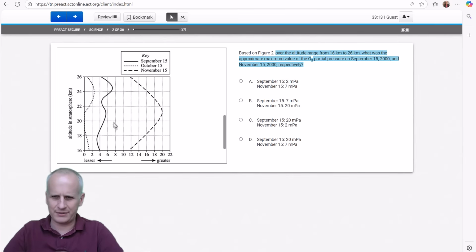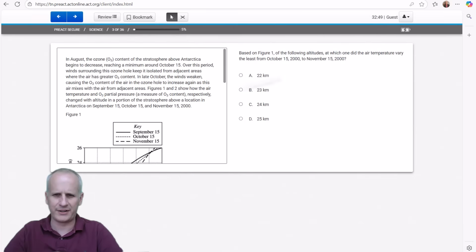And the approximate maximum value. Well, if we're looking at the maximum value, that's going to be about 7. So we can now use our answer eliminator and eliminate anything that does not have 7 for the 15th. And again, this can go pretty quickly. And we'll just confirm that for the November 15th date, we can see that there is a maximum of 20. Be careful, but you'll get B correct in quick order. Moving on to the next question. Based on figure 1, of the following altitudes, at which one did the air temperature vary least from October 15th to November 15th?